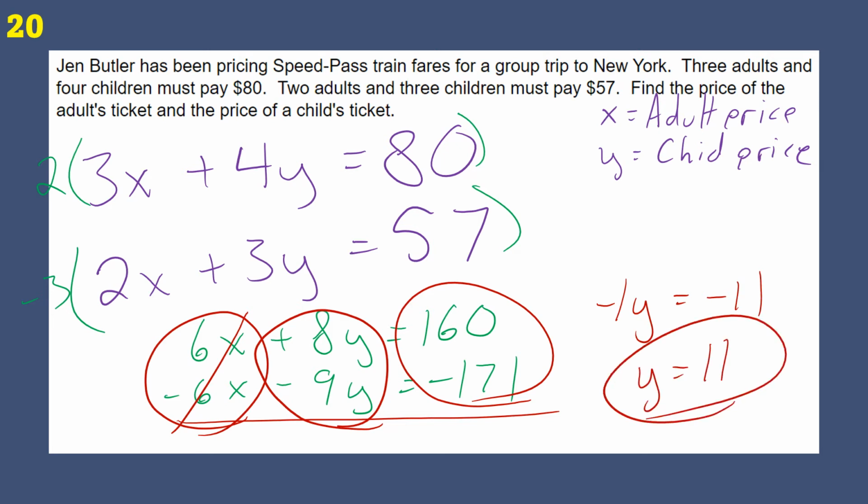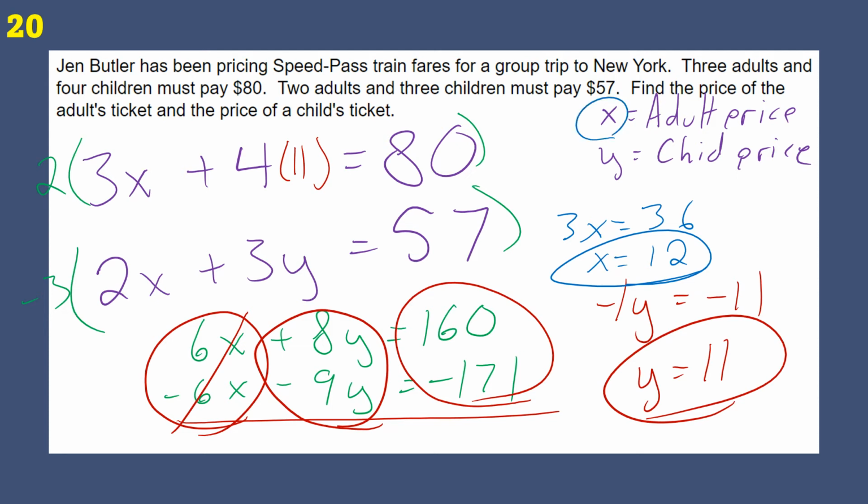And so just like that, we have the y value. All we have to do is plug it in to find the adult value. So I'm going to plug it into the one on the top. If I plug in 11 for my y, I would end up with 44. And if I subtract that, I end up with 3x equals 80 minus 44, which is 36. So x equals 12. And so I have my two values. Back in context, I need to say what 12 and 11 represent. Well, 12 is the adult price of a ticket, and 11 is the child price of a ticket.